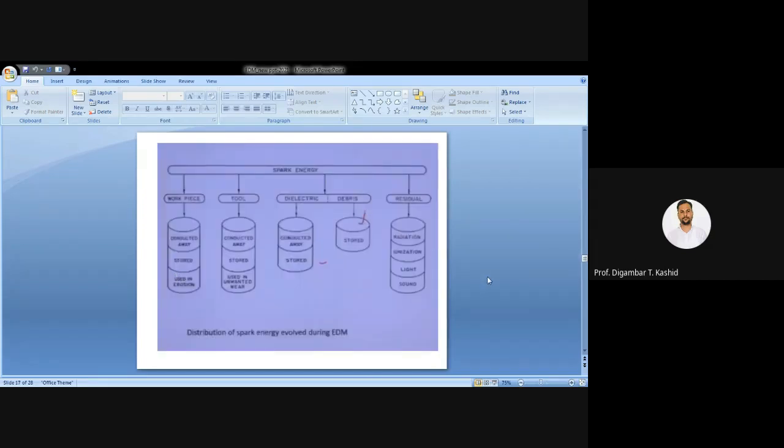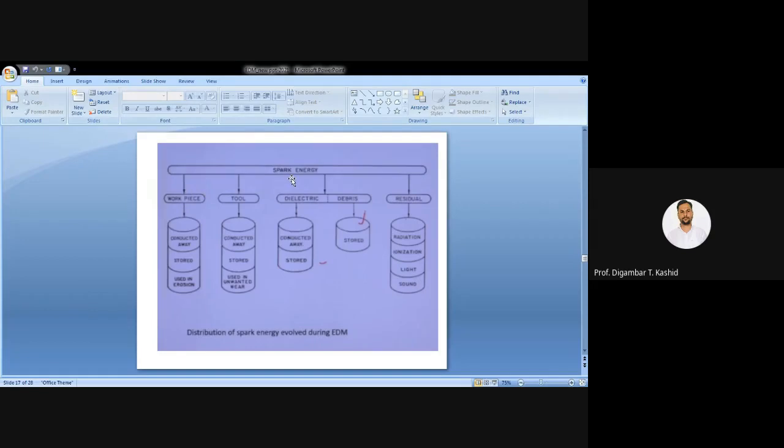Now you can see, whatever the heat is there, that heat is generated because of this spark, correct? And how that heat is distributed, that we will see. Some amount of heat goes through the workpiece and is conducted away. It may be stored inside the capacitor, and it may be used in the erosion process.